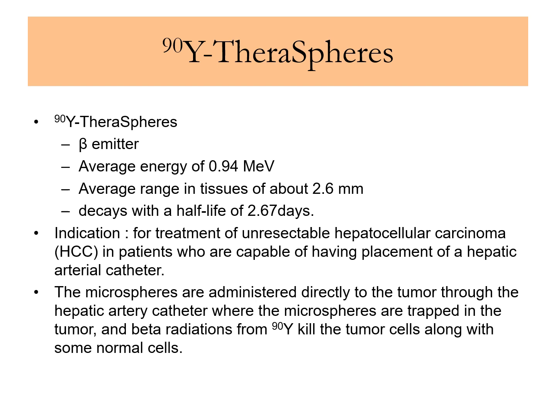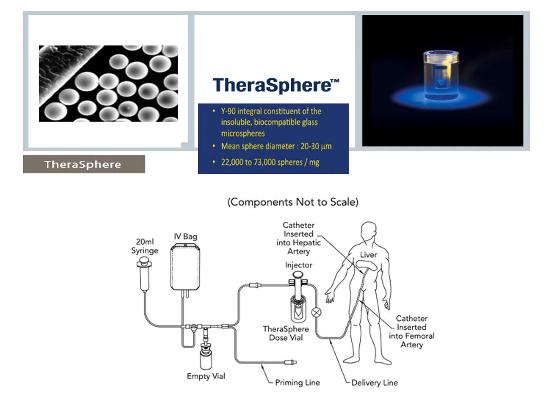The microspheres are administered directly to the tumor through the hepatic artery catheter, where the microspheres are trapped in the tumor, and the beta radiation from the yttrium-90 will kill the tumor cells along with some normal cells, but it has been reduced to the normal cells. This is an example of TheraSphere. More or less it is the same method of delivery to the liver.